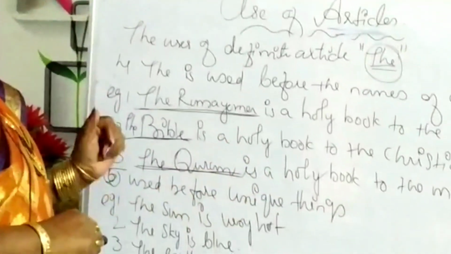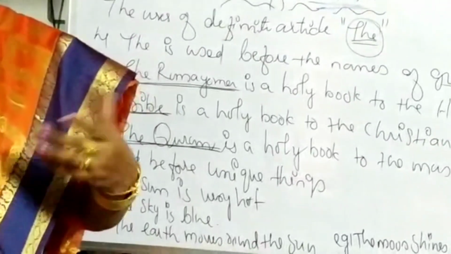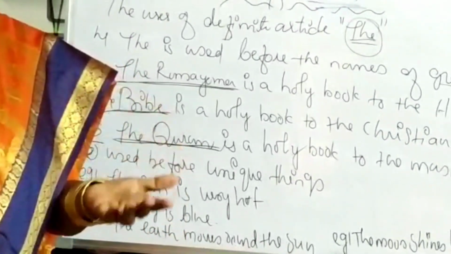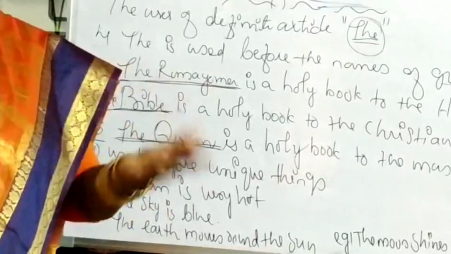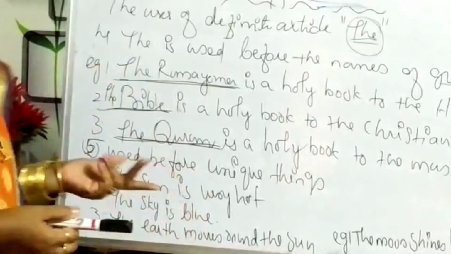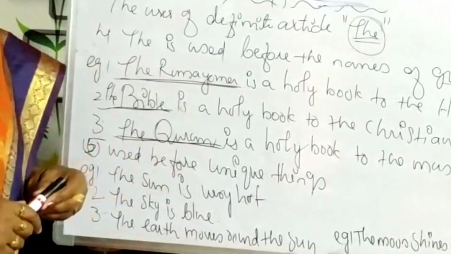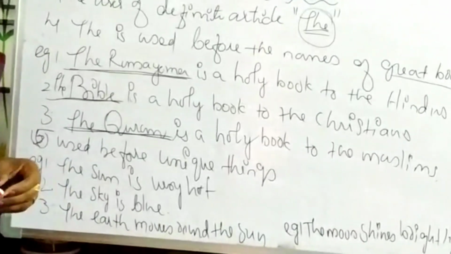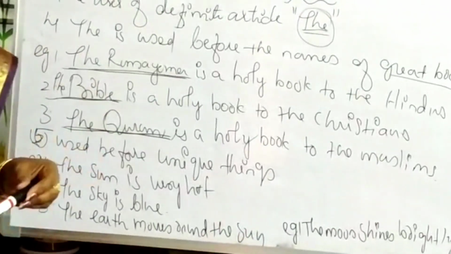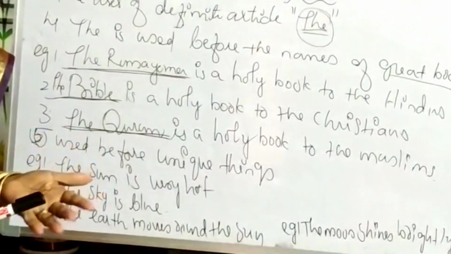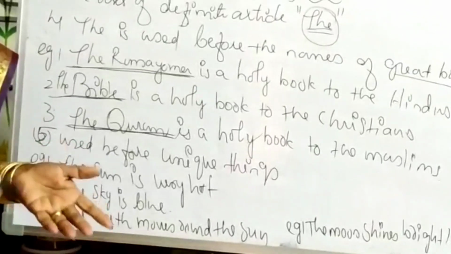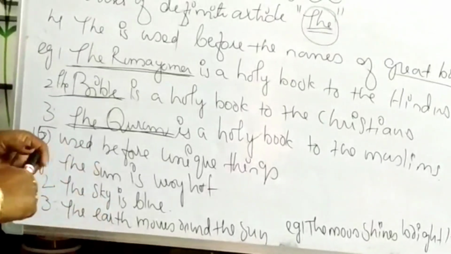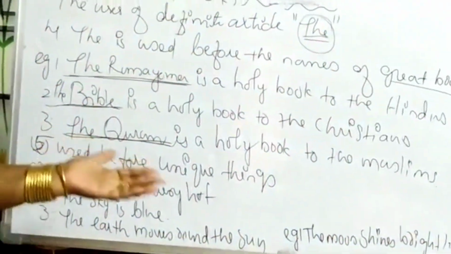Next, fifth rule. It is used before unique things. Unique things also will use the as an article. The sun is very hot. Is it very unique? Yes or no? The sky is blue. Will you ever see a green sky? It's a unique thing. The earth moves around the sun. Did you see the sun moving around the earth? No. And the moon shines brightly. These are all examples of unique things.